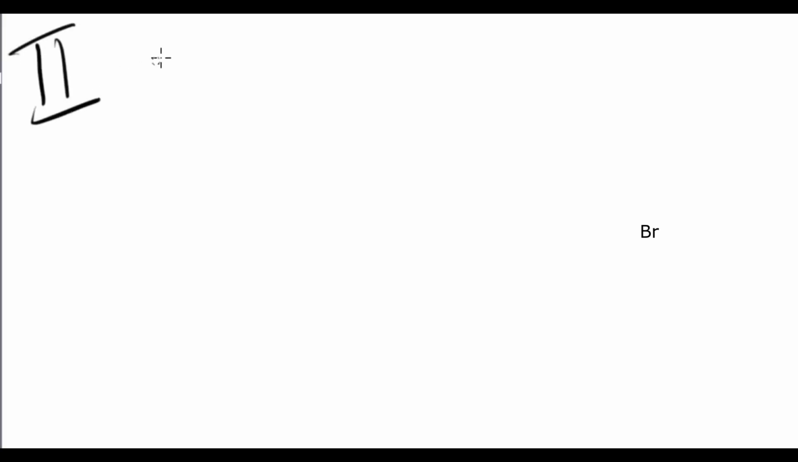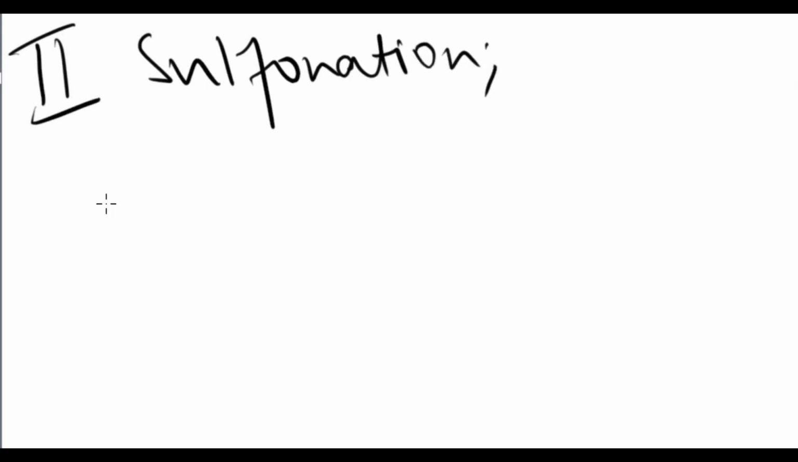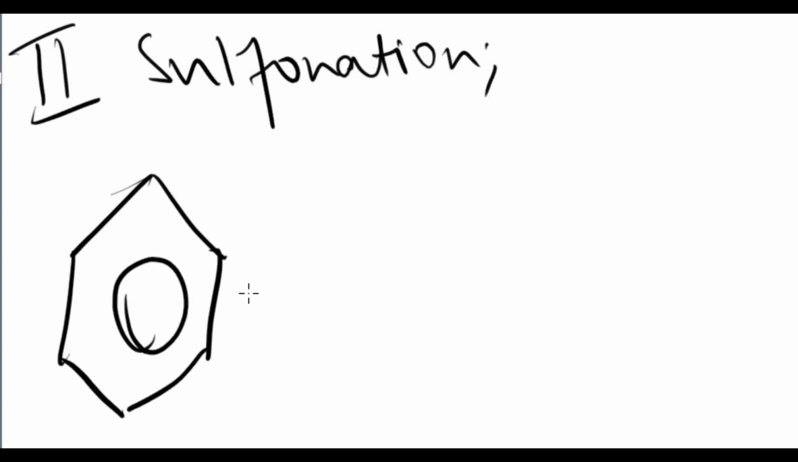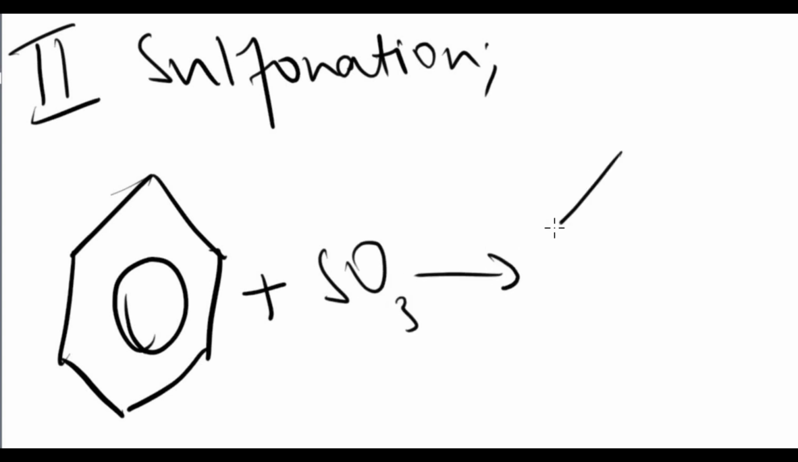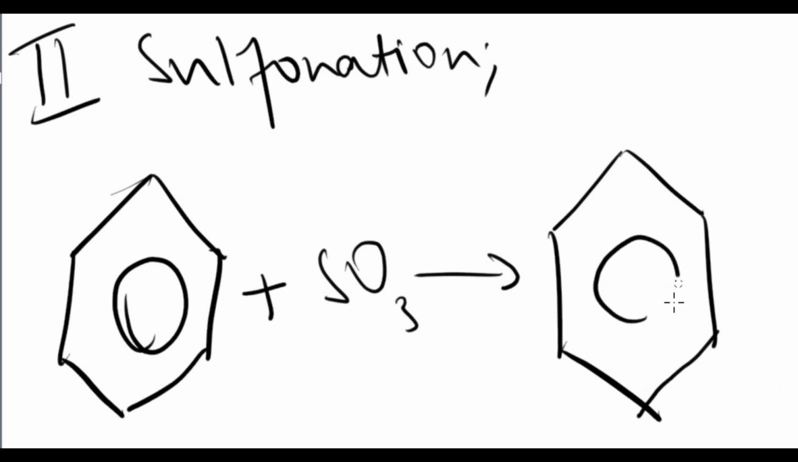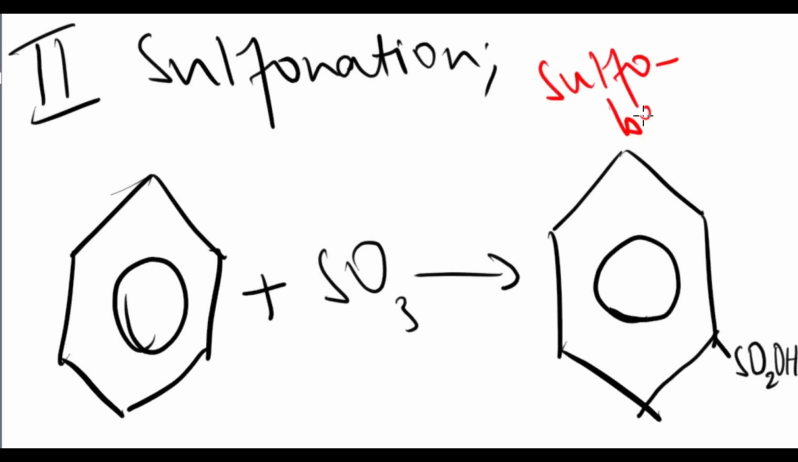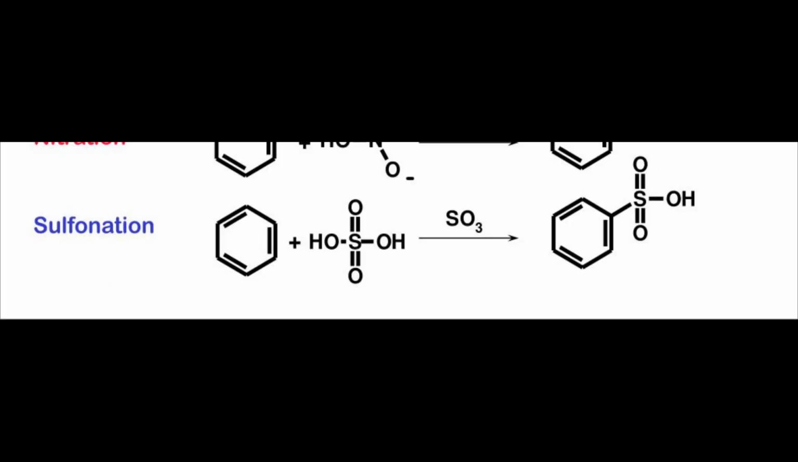Okay, number 2 is sulfonation of benzene. Now, sulfonation of benzene is with sulfuric acid. It can react in any point. You will get an SO3H. The hydrogen that was already at that third carbon goes at the end of the compound, and this will be sulfobenzene. It is also known as benzene sulfonic acid. Here you can see the reaction.